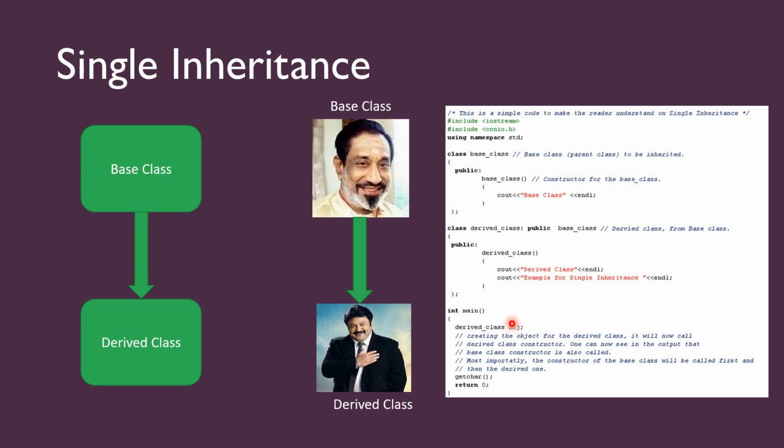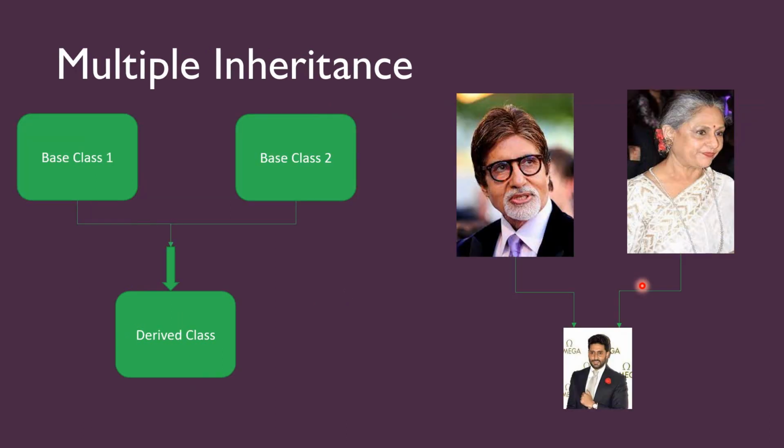Now I create an object for the derived class. Prabhu is giving an object here. So the moment the object is created, the constructor gets called, and we know what the output will be. It will go here first, print the base class, and then it will come here, print the derived class, and "example for single inheritance" would be printed. That's all. Single inheritance proven in a very simple way.